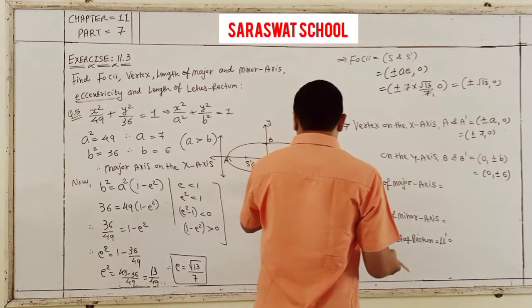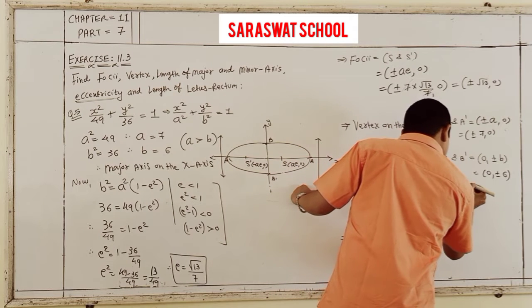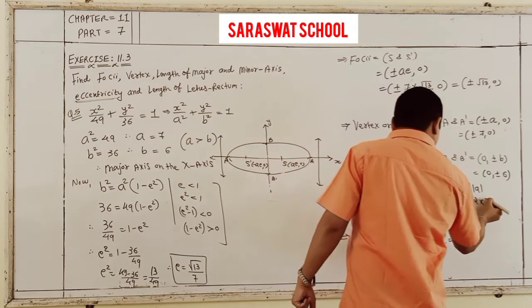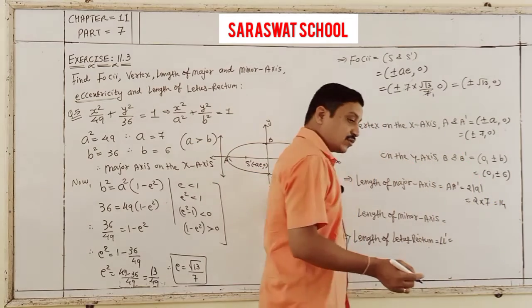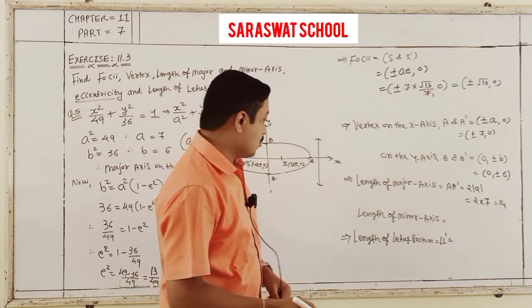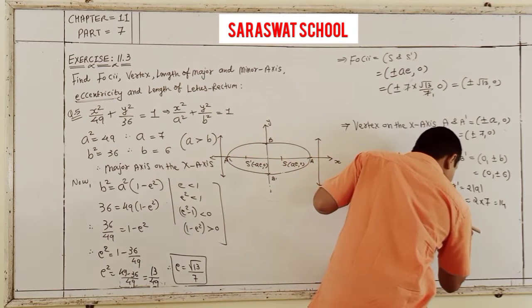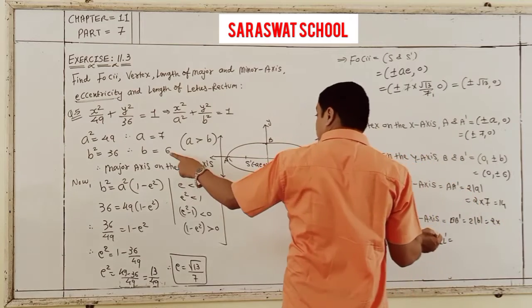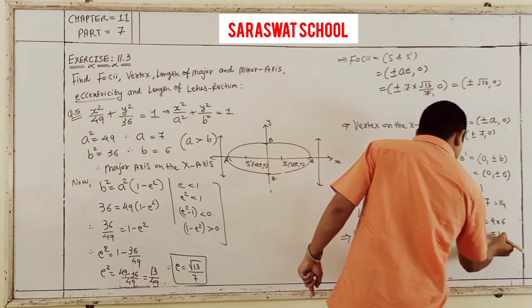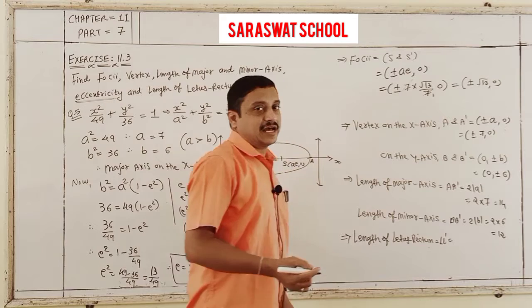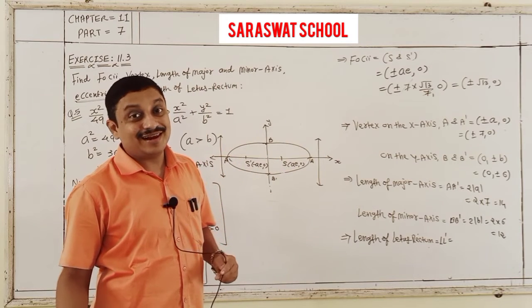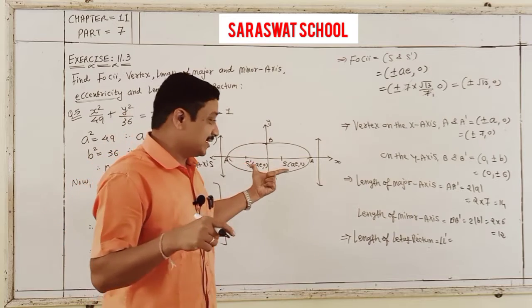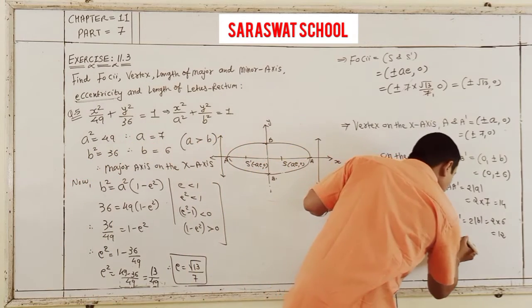Length of major axis along here, A dash, is 2 modulus A, and A is also known, students, 7. 2 sevens are 14. Now minor axis length, students, B dash, is 2 modulus B. But what is B? B is 6. So 2 sixes are 12. And last, length of latus rectum along major axis, x-axis, means that one. Your answer is 2.